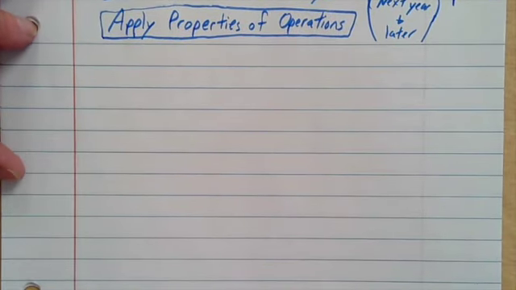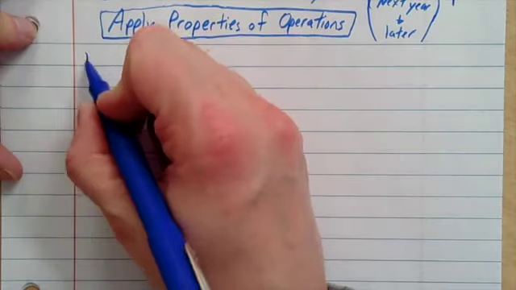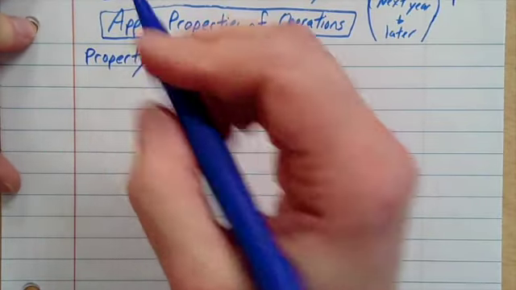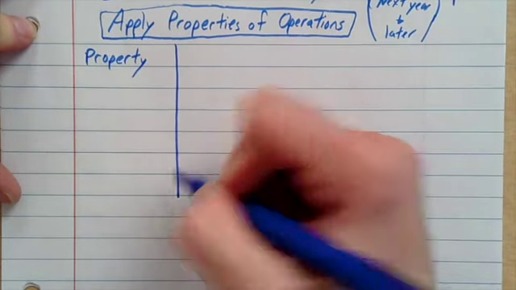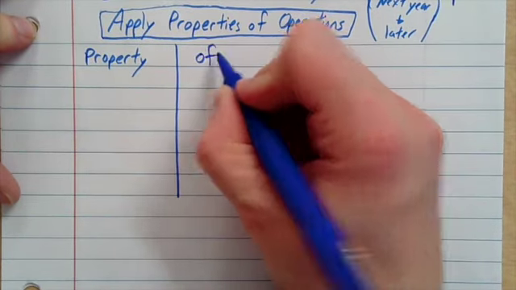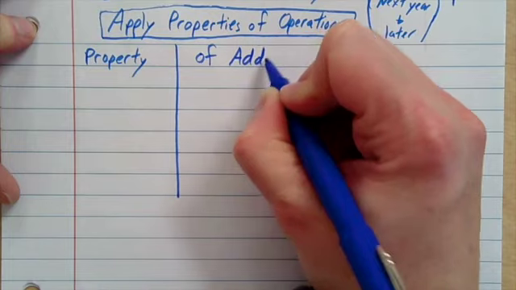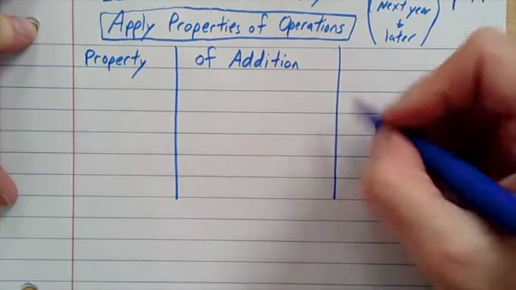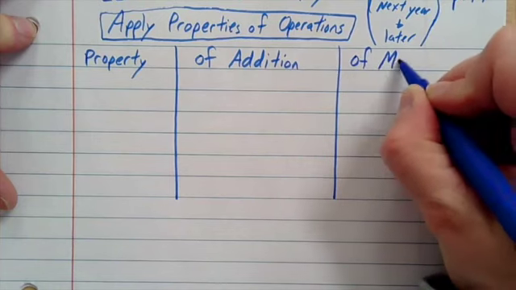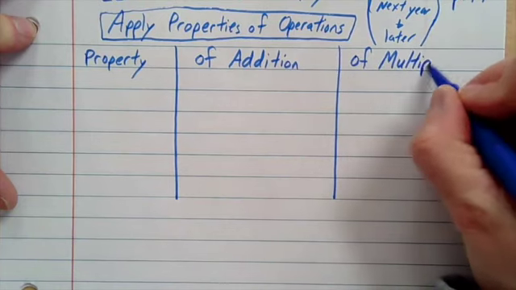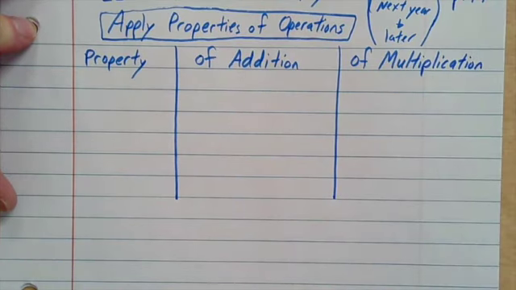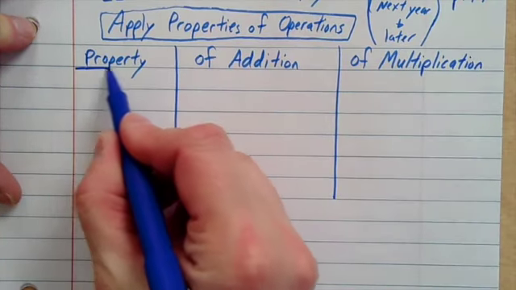So in the chart, I have 3 columns. The first one says property. I'm going to give you some room here. And then the next one says of addition. And then the next one is going to be of multiplication. So let me go ahead and trace the blue line here.